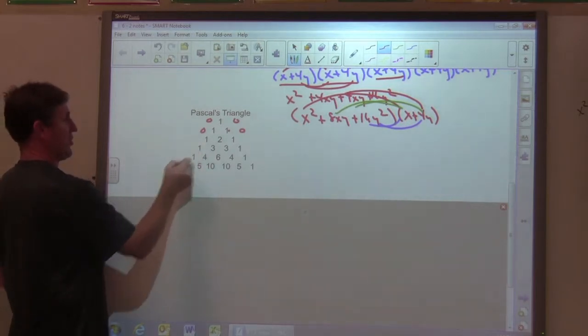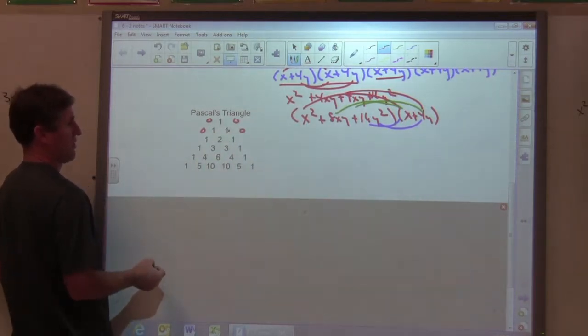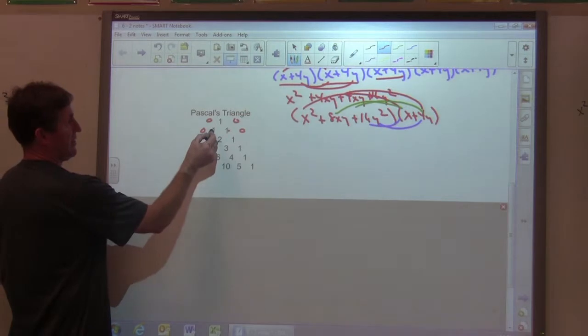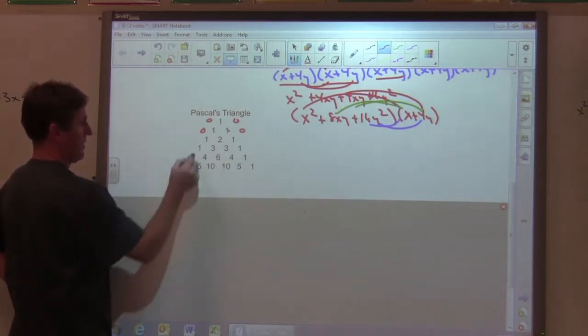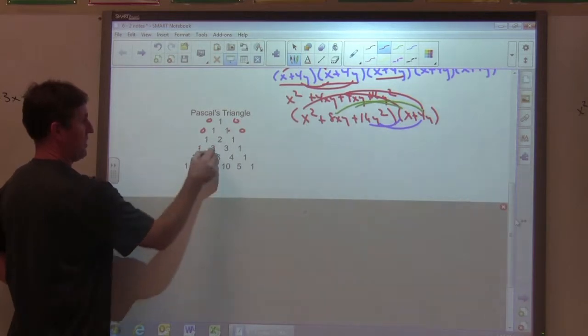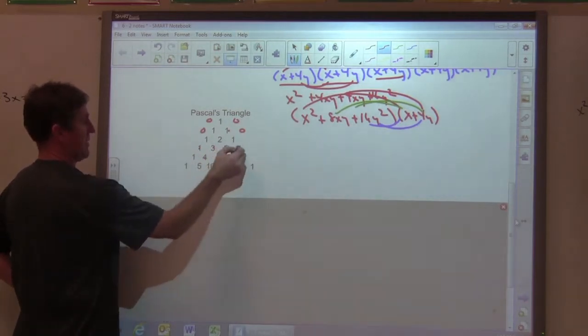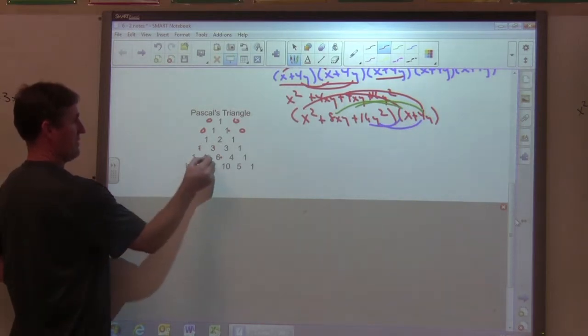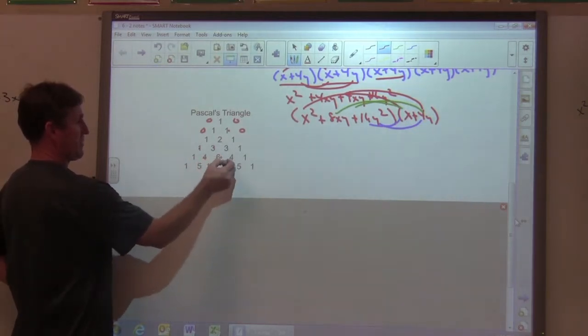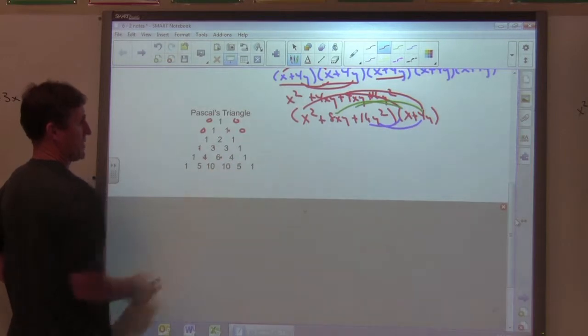And it just continues. So you're always with 1s to start and finish with. And then you just add 1 plus 2 is 3, 2 plus 1 is 3, 1 plus 3 is 4, 3 plus 3 is 6, 3 plus 1 is 4, 1 plus 4 is 5, 4 plus 6 is 10, 6 plus 4 is 10, 4 plus 1 is 5.